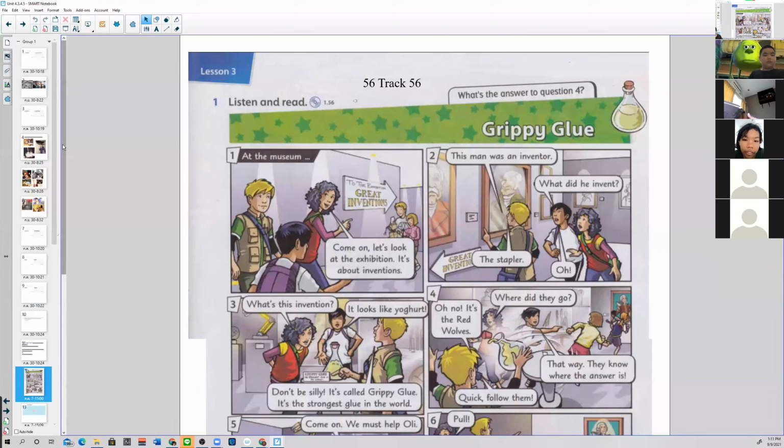So now everyone, please turn to page 32. The grippy glue. Let's find out if the Incredible team got the answer correctly this time.